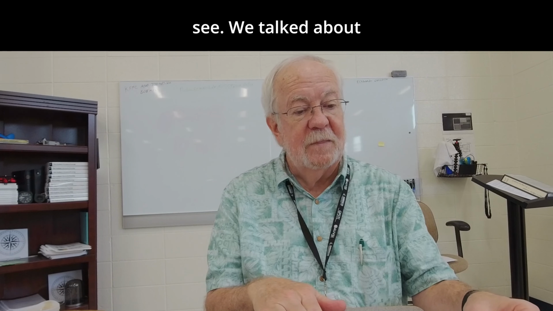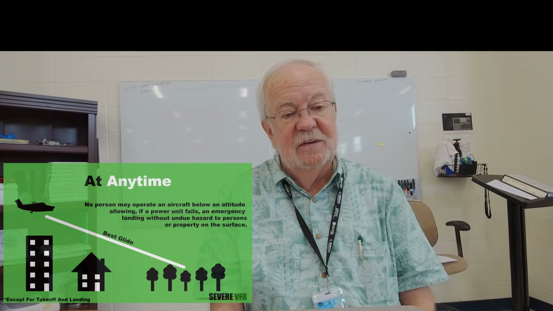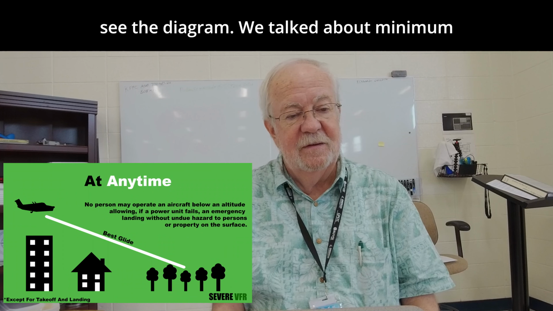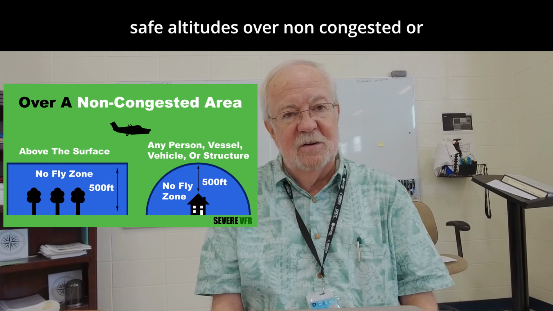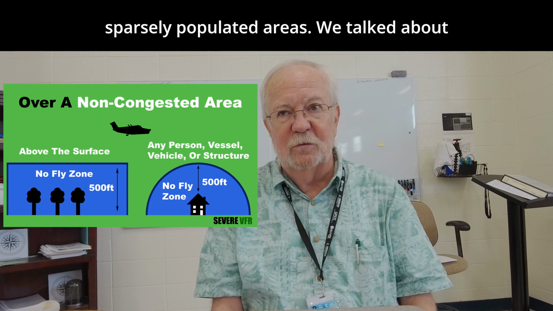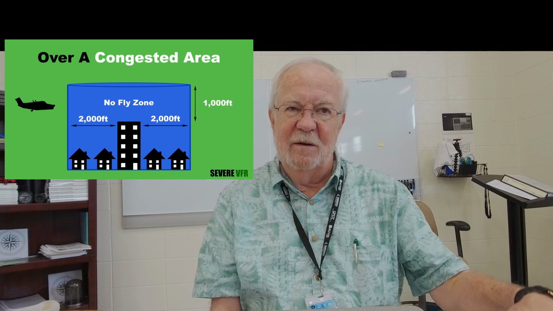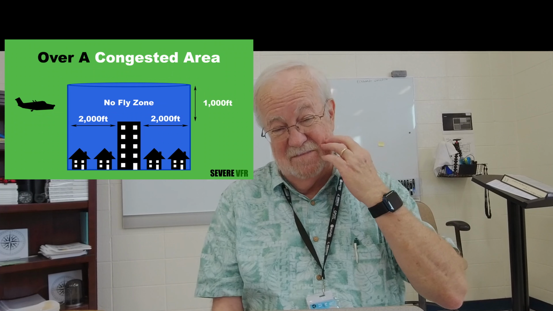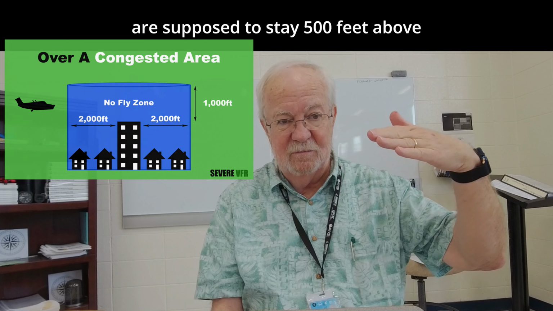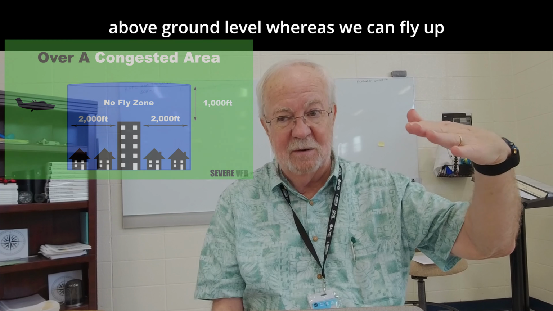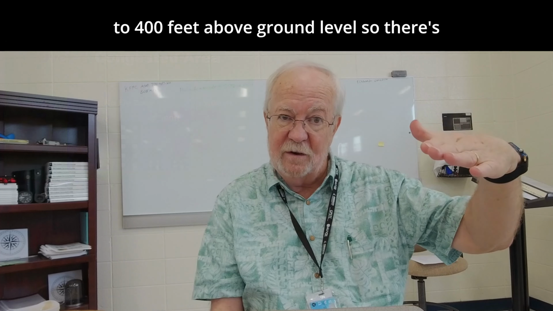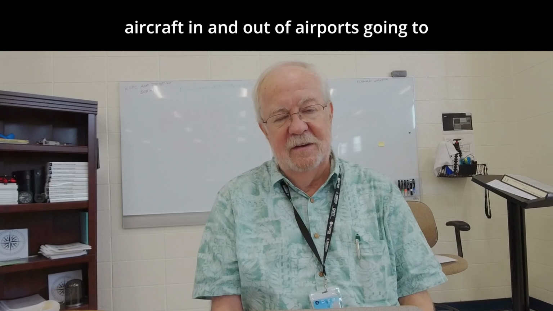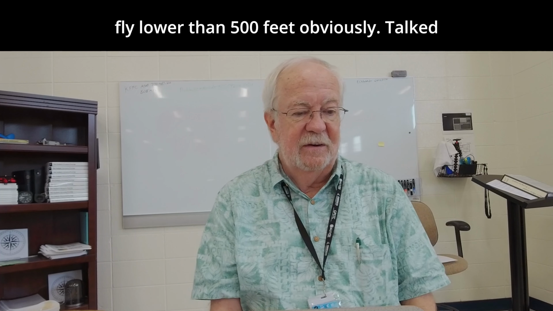Let's see. We talked about minimum safe altitudes for an aircraft to operate anywhere, and see the diagram. We talked about minimum safe altitudes over non-congested or sparsely populated areas, and over congested areas. At the very minimum, manned aircraft are supposed to stay 500 feet above ground level, whereas we can fly up to 400 feet above ground level. That's the safety feature they put into it. Of course, manned aircraft in and out of airports are going to fly lower than 500 feet, obviously.